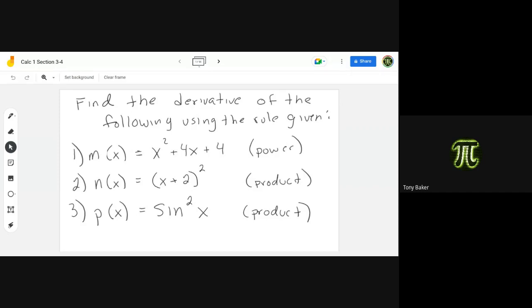So try the three problems that are on the board. Make sure you're using the rules that are stated next to them. So the first one's the power rule. The second and third ones are the product rules. There are multiple ways to do these. Yes, I want you to do it specifically that way because I want you to see something.